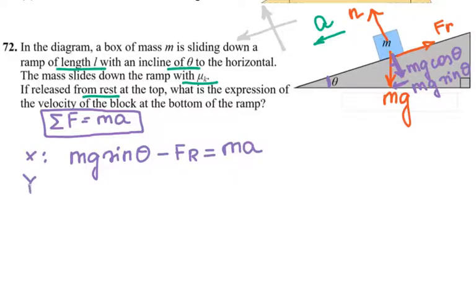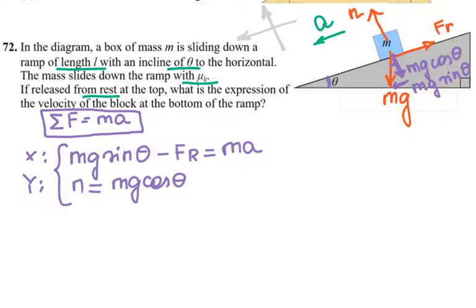On the y-axis, I have the normal force in the positive direction, and I have mg cosine theta in the negative direction. And there is no acceleration perpendicular to the incline, so I'm going to say it equals 0. So I don't have to write this whole thing one more time, I just move mg cosine theta to the other side of the equation and say the normal force is equal to mg cosine theta.